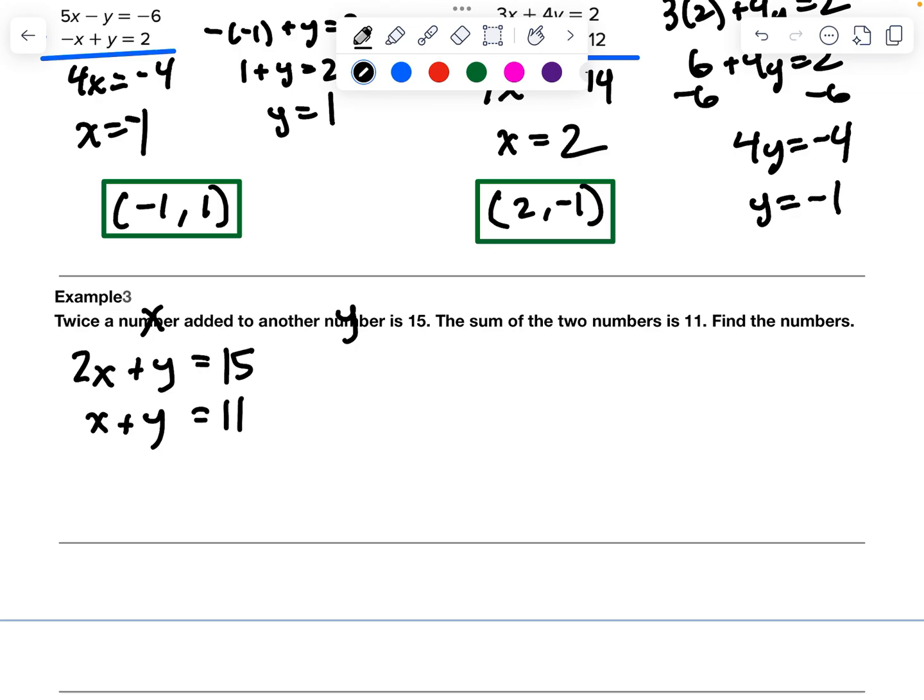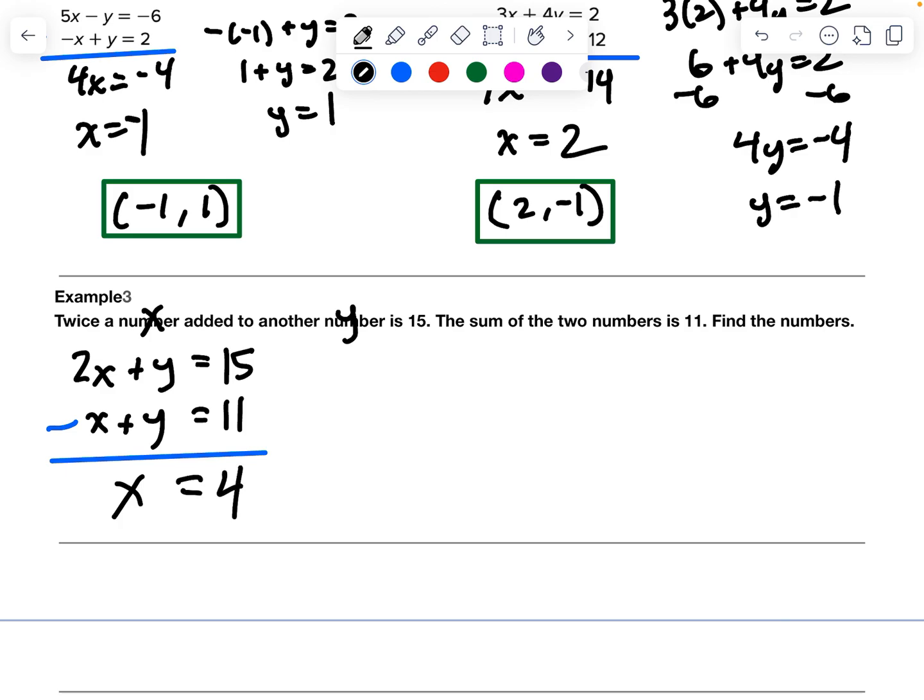Watch how quick this is. Let's use elimination. Should we add or should we subtract? That's what you should be thinking to yourself when you see it looking like this. Boom. Let's make these y's into a 0 by subtracting. 2x minus x is x. y minus y is 0. 15 minus 11 is 4.